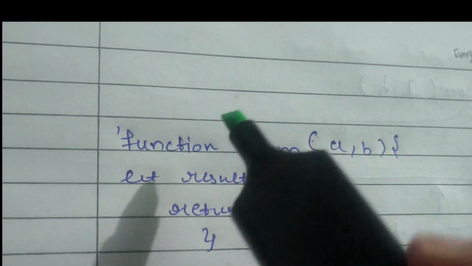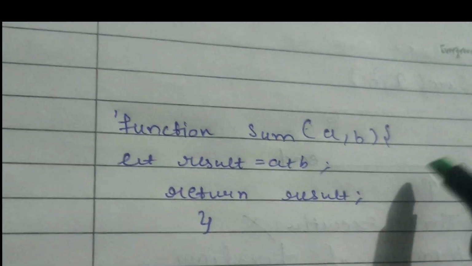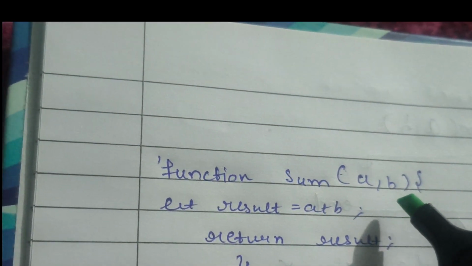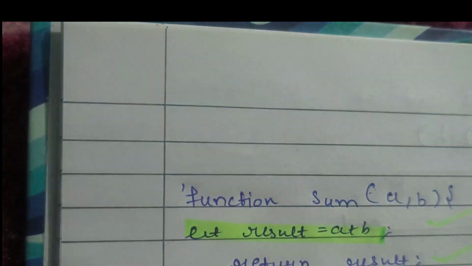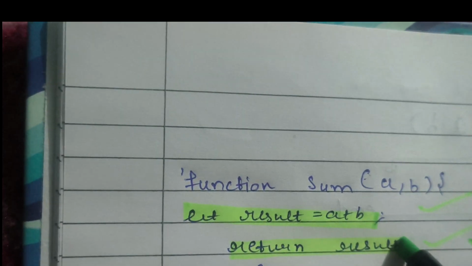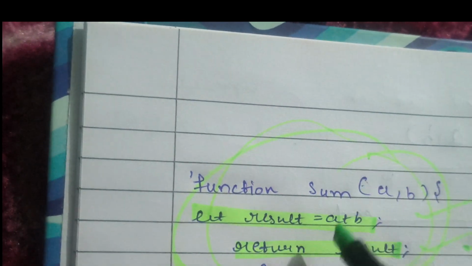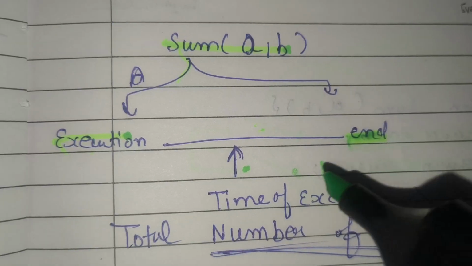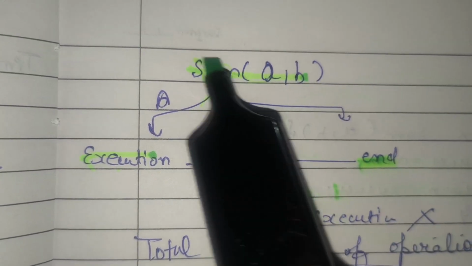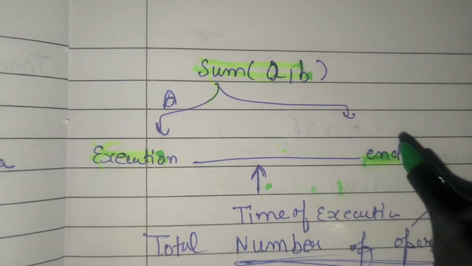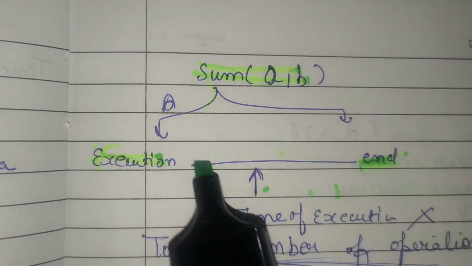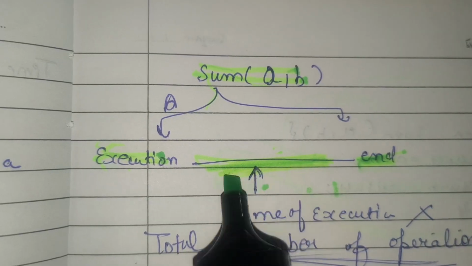We know that every function or algorithm runs in steps. Suppose a sum function: this is step 1 and this is step 2. So I can divide a whole function into steps. Let us take an example of the sum function. When the execution starts and execution ends, in between there are steps.